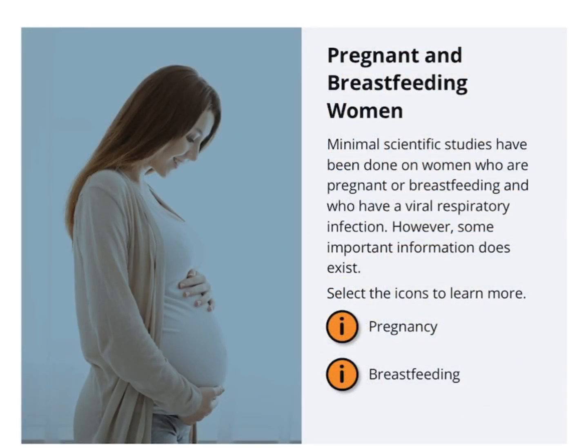Minimal scientific studies have been done on women who are pregnant or breastfeeding and who have a viral respiratory infection. However, some important information does exist. Select the icons to learn more.